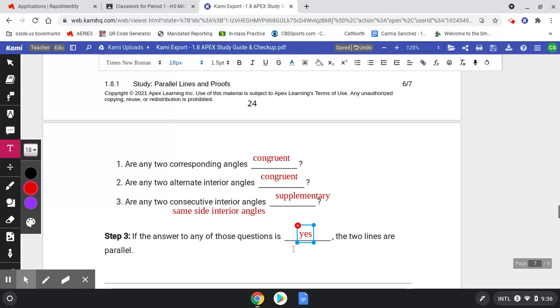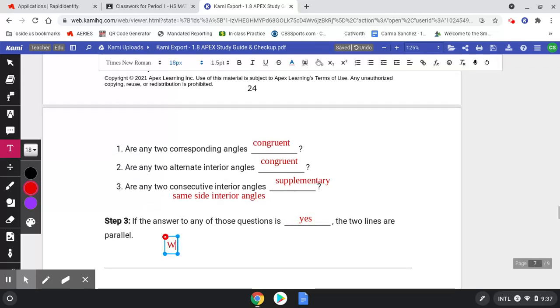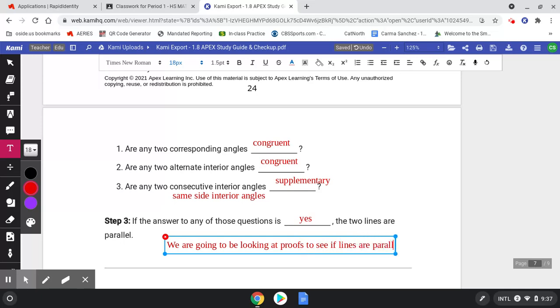So this is leading us into, we are going to be looking at proofs to see if lines are parallel. And this is going to be the basis for those proofs. We're going to look for two corresponding angles that are congruent, or two alternate interior angles that are congruent, or two consecutive interiors that are supplementary. If we have that, we can therefore say that they're parallel. Sometimes in our proofs, we are given that things are parallel, and we use those to prove other things.